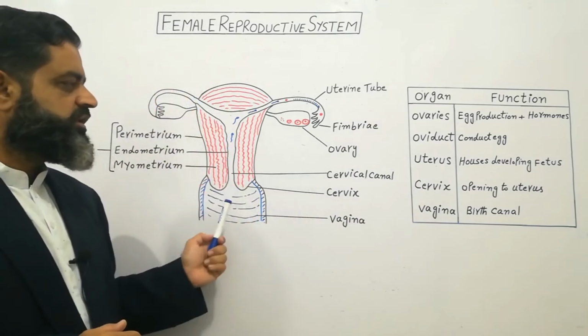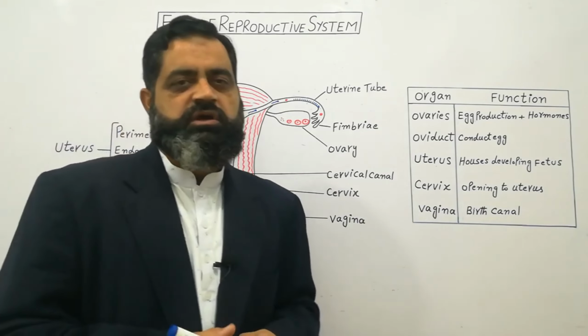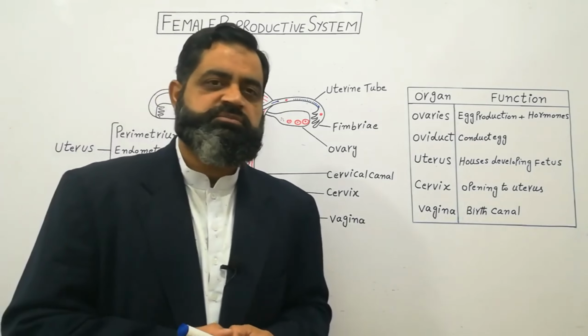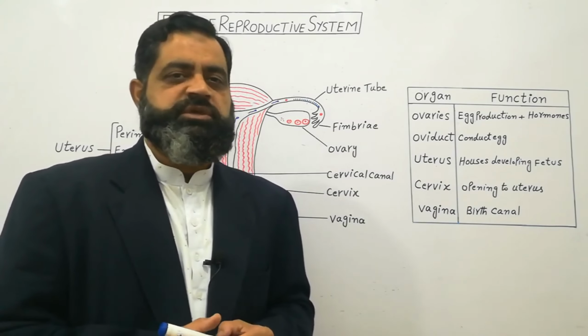The cervix is the opening towards the uterus from the vagina, and the vagina is a birth canal through which birth takes place, and it is also a reproductive tract. During copulation, it receives the penis from the male.